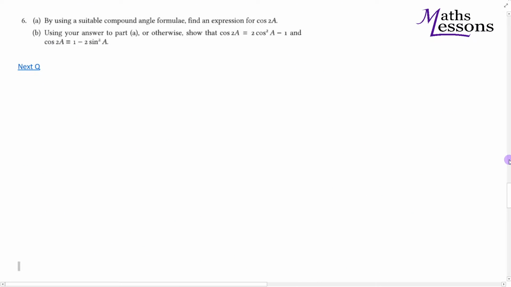Here we go, question 6. Nice, quick, easy one. You should be able to do this really quickly at this stage. Using a suitable compound angle formula, find an expression for cos 2A. Using an answer to this, or otherwise, you can show that cos 2A equals this, or cos 2A equals 1 minus 2 sine squared A. I'm only going to give you, let's see if you can knock that off in 1 minute. You should be able to do that by now.